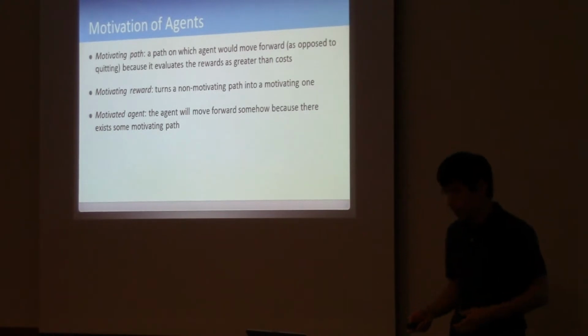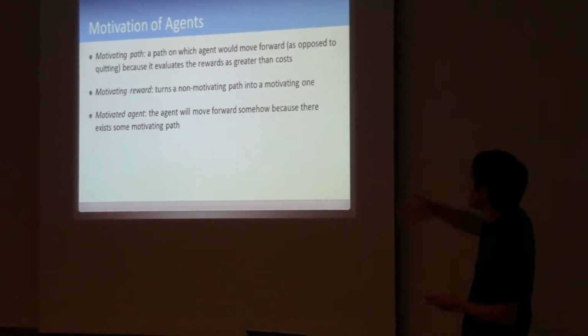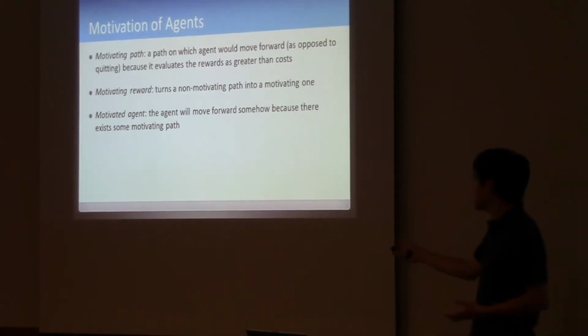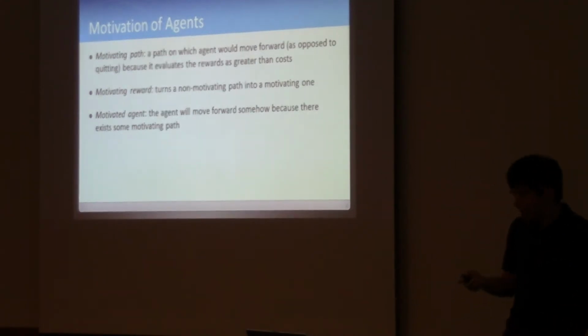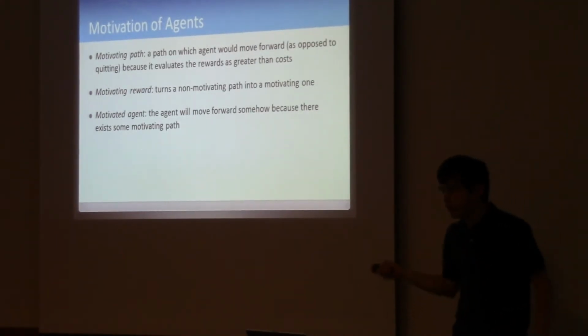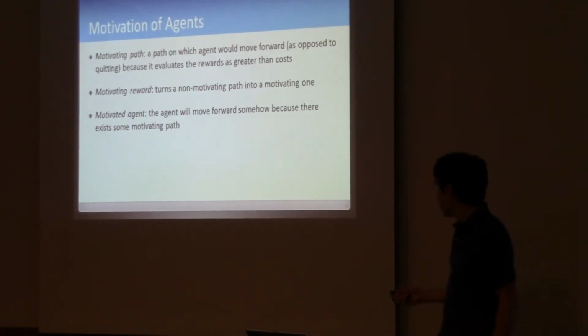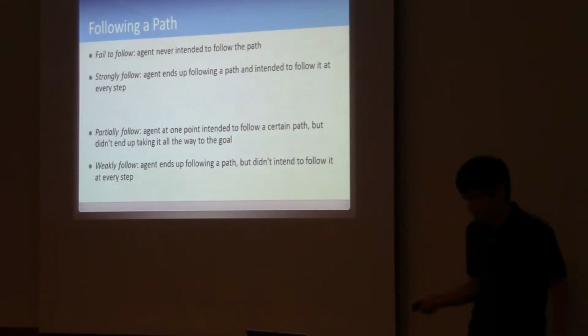That's what I mean. If such a path exists, then the agent will want to move forward because it thinks it's worthwhile to move forward. There is a motivating path. That means also that the agent is in fact motivated. And the motivating rewards, whatever reward I put, that previously maybe the path wasn't good enough as far as the agent is concerned, but now the path is. And that would be an example of a motivating reward.